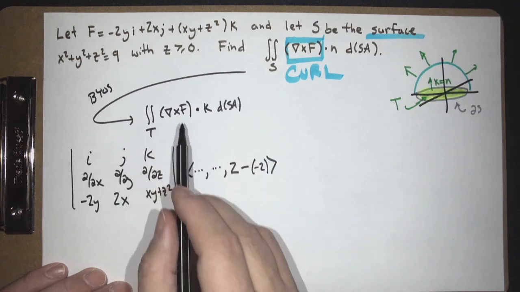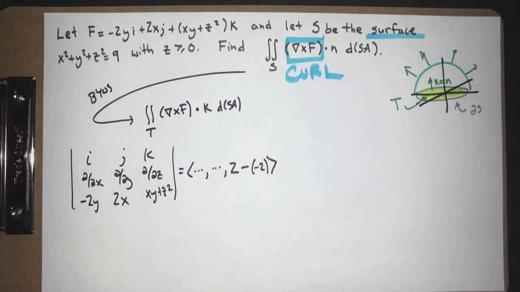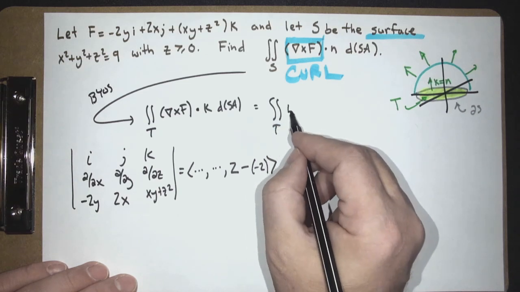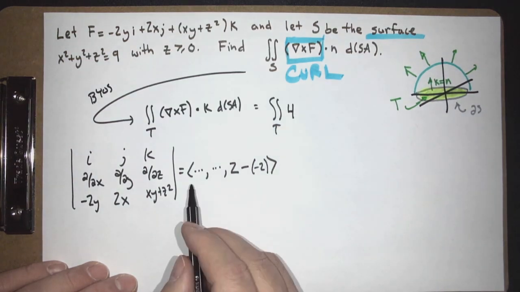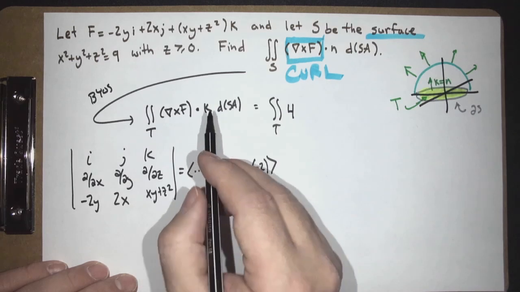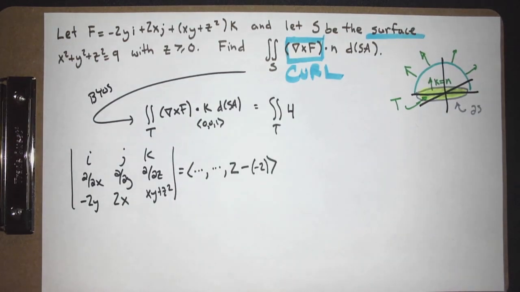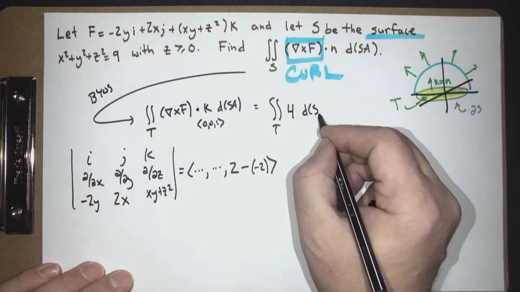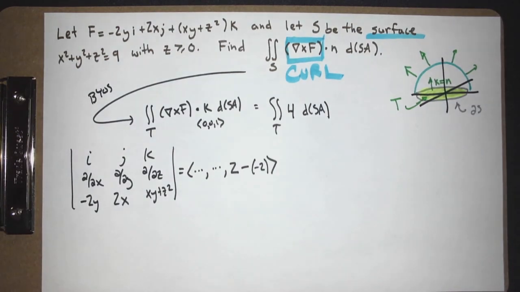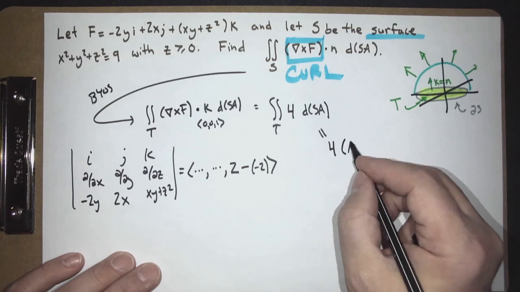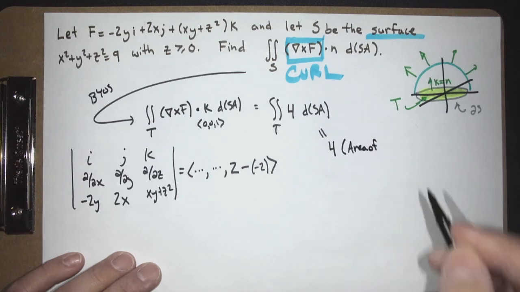Okay, so what happens to this curl of F dot k? What does it become? Zero, 0, 4, right? Because this k is really 0, 0, 1. So we get 4 dS. That's pretty good. How does one find such an integral? Now you're probably like, oh man, is it going to be this straightforward? I doubt it. They might make you work, but they won't make you work too hard.